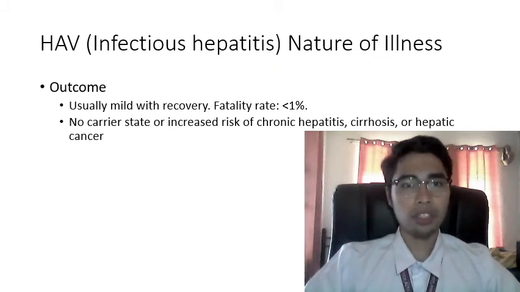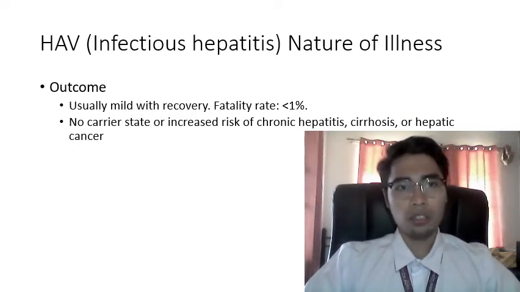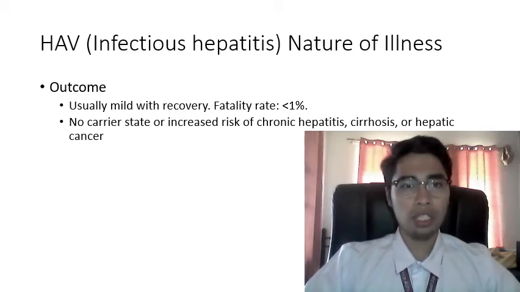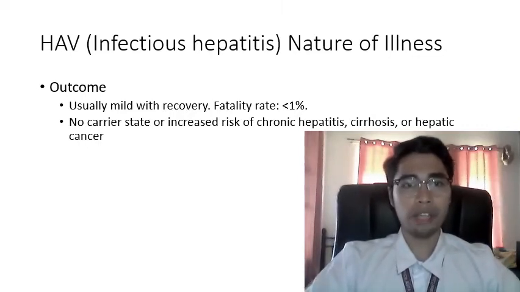Okay, let's continue with the nature of illness. What is usually the outcome or the prognosis? Well, usually those people infected with hepatitis A virus will have mild recovery and a fatality rate of less than 1%. So of all the cases, only less than 1% will have a risk of dying. If you are infected with hepatitis A virus, usually you are not a carrier or at increased risk of chronic hepatitis, which results in cirrhosis or hepatic cancer.